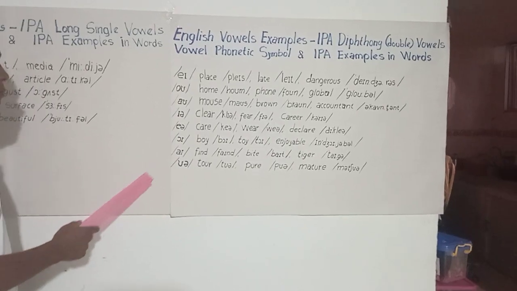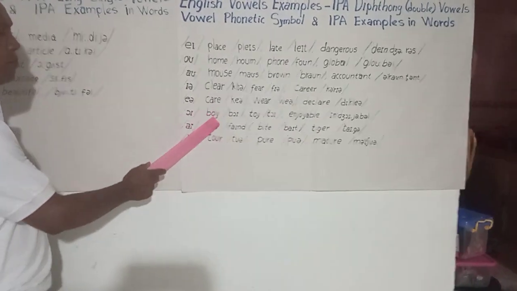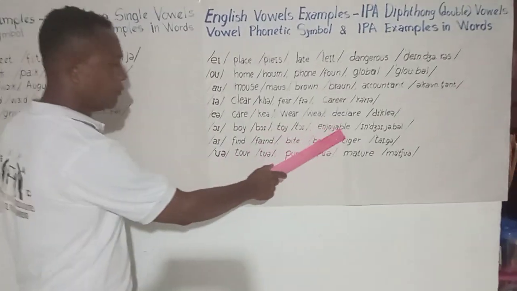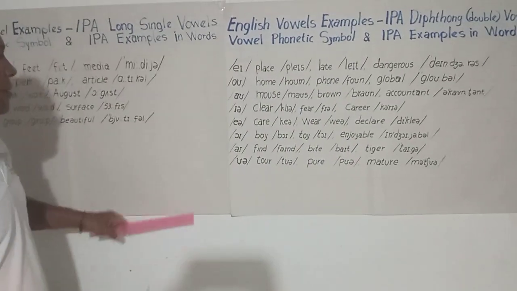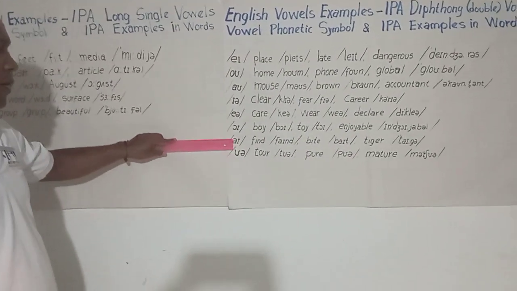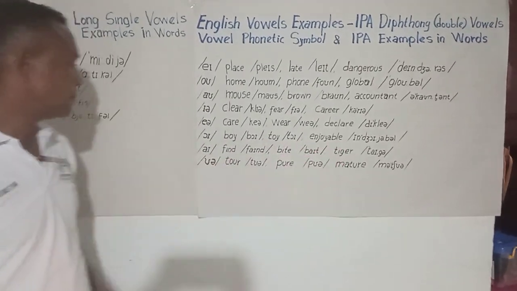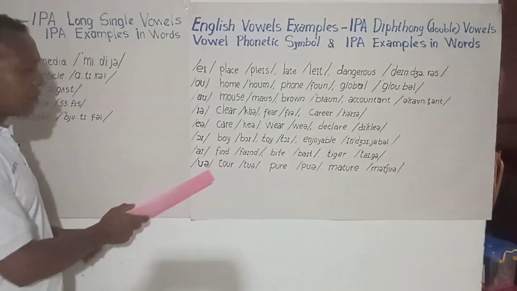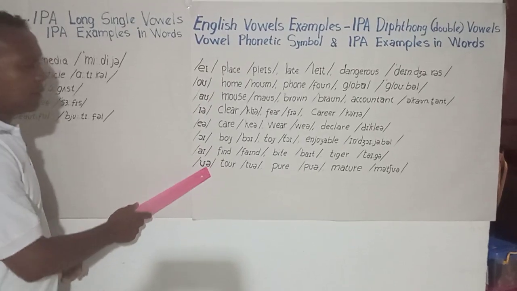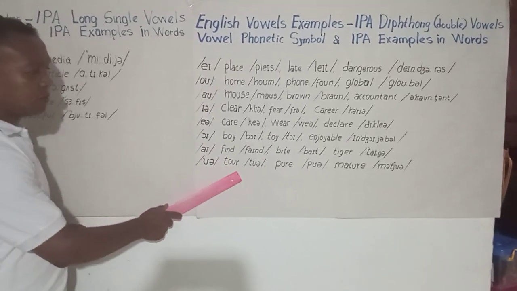This diphthong sound is like in boy, toy, angel. This diphthong sound is like in find, bite, tiger. This diphthong sound is like in toe, to, macho.